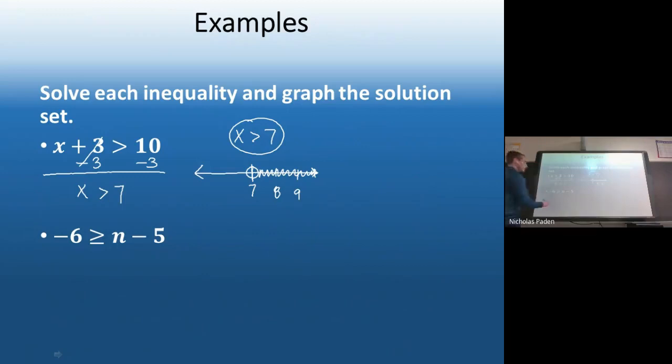So I've got n minus 5 on the right-hand side. To get rid of that minus 5, I'm going to add 5.